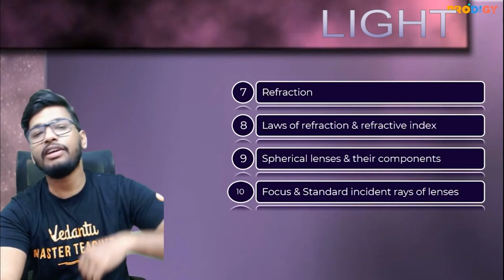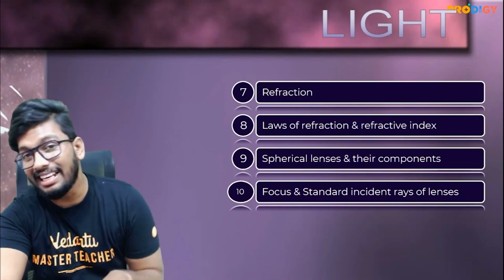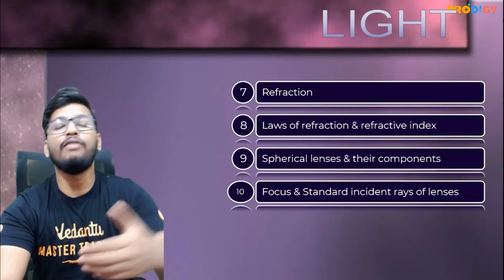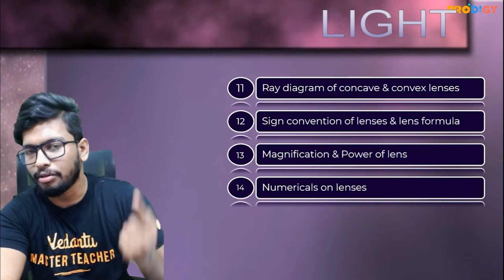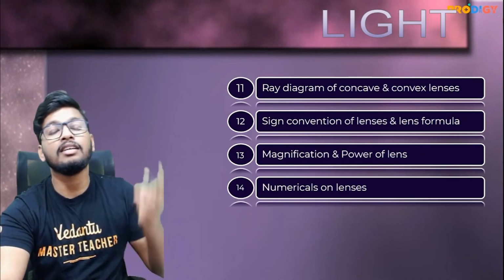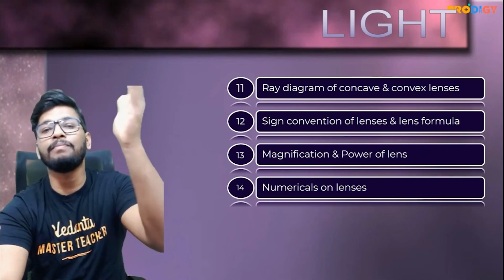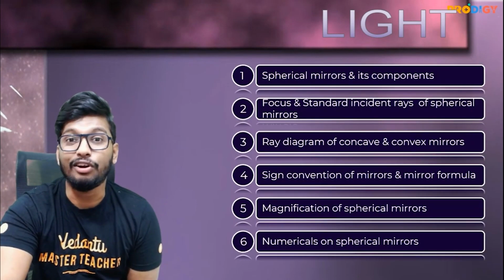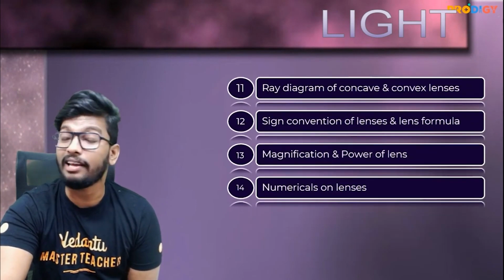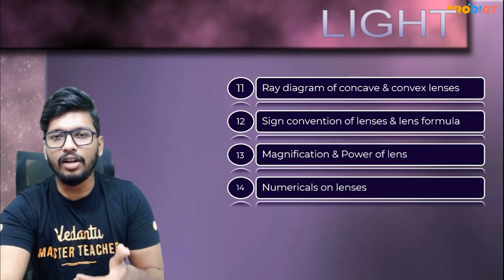Then we have refraction, where we'll talk about laws of refraction, the refractive index, spherical lenses and their components, focus and standard incident rays of these. We'll also study about the ray diagrams of concave and convex lenses, sign convention of concave and convex lenses, lens formula, magnification, and finally numericals based on lenses. So yeah, it is a lot of topics, 14 topics, people. But again, the chapter is not that hard. It's all about your level of understanding.